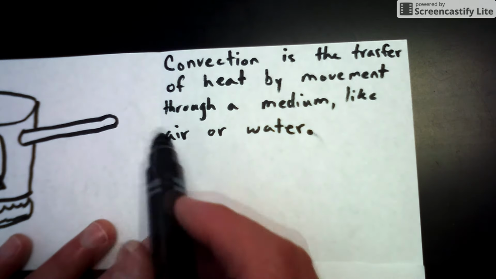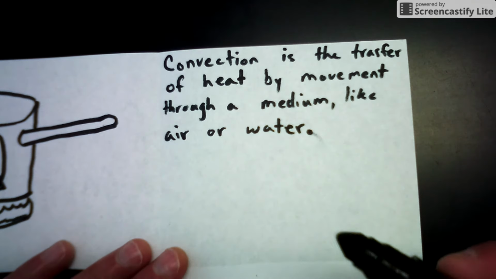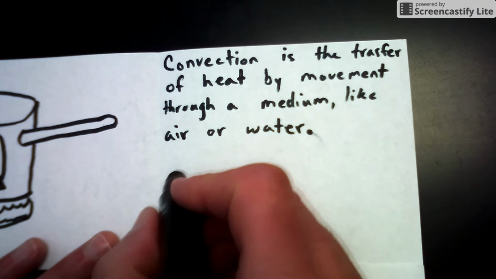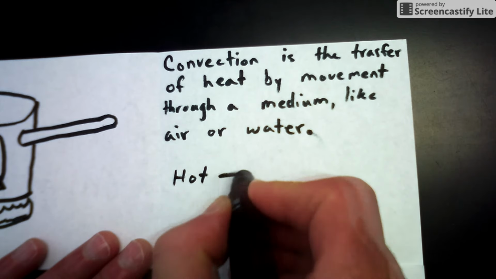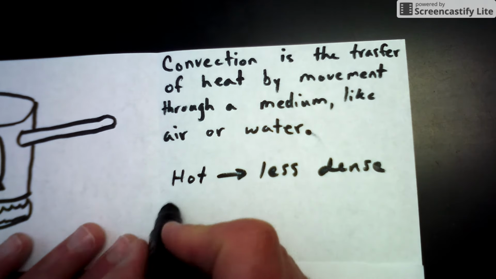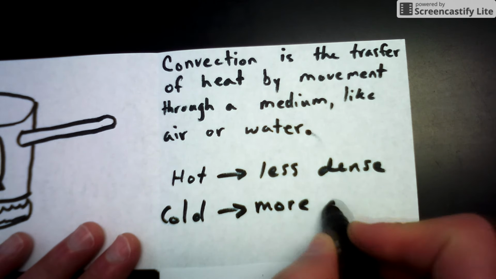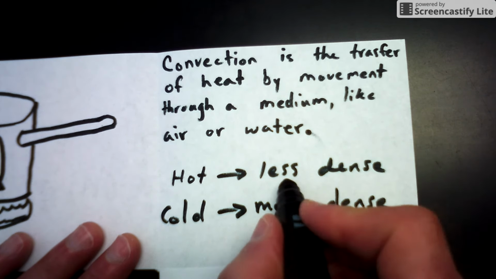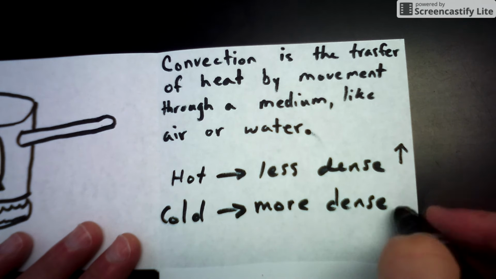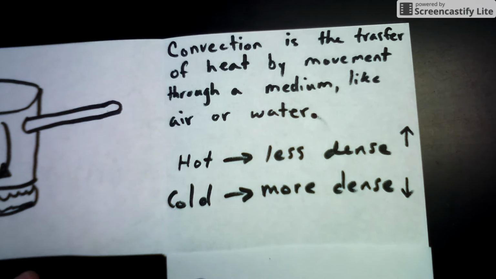Now, I want to point out that, again, usually it happens in liquids and gases, okay? And it's caused by differences in density. When things get hot, they become less dense. When they cool off and become cold, they become more dense. Okay? If it's less dense, it's going to rise. If it's more dense, it's going to sink. All right, so that's convection.